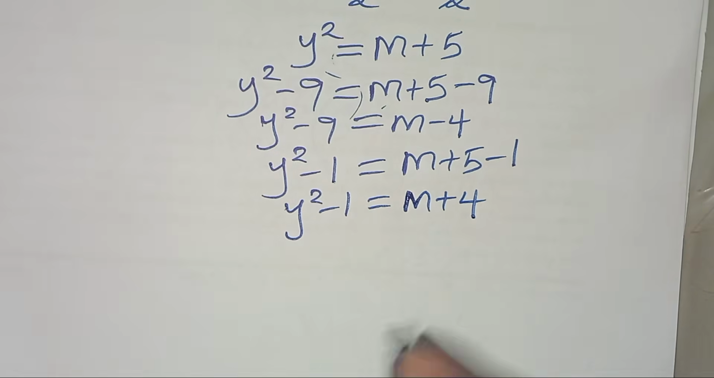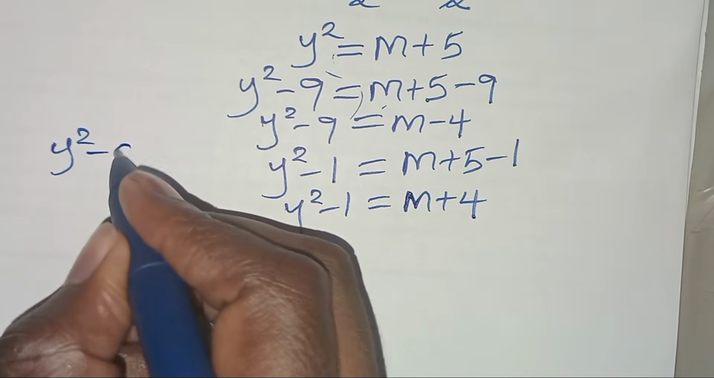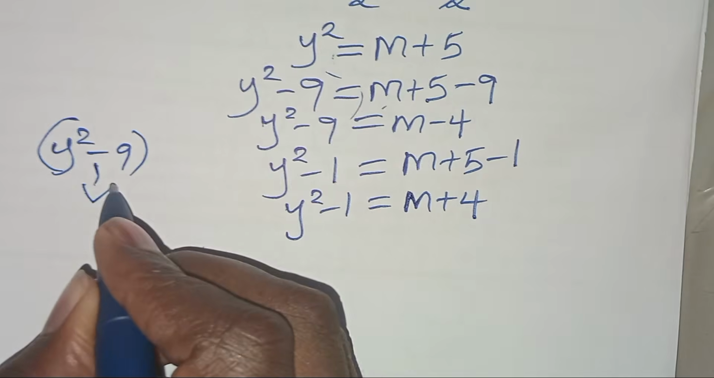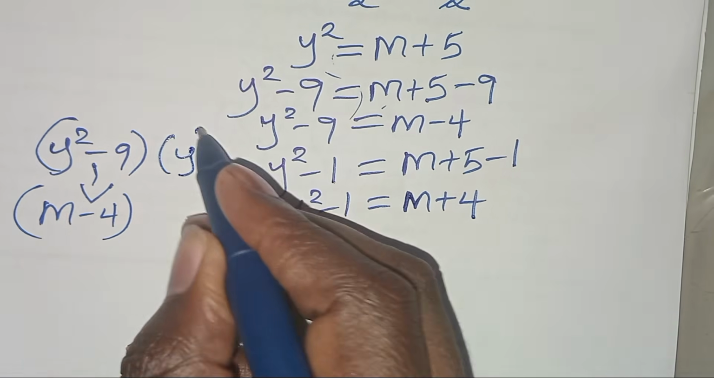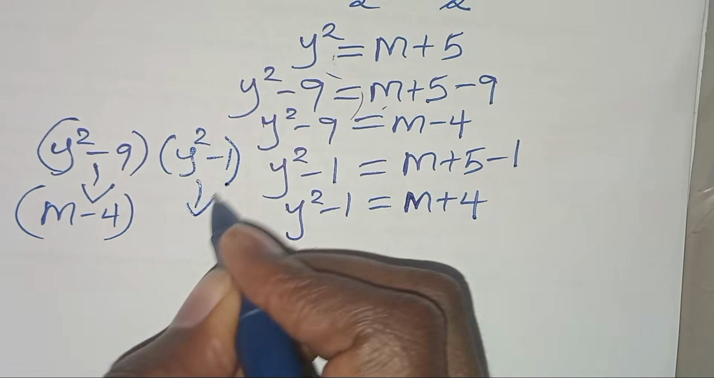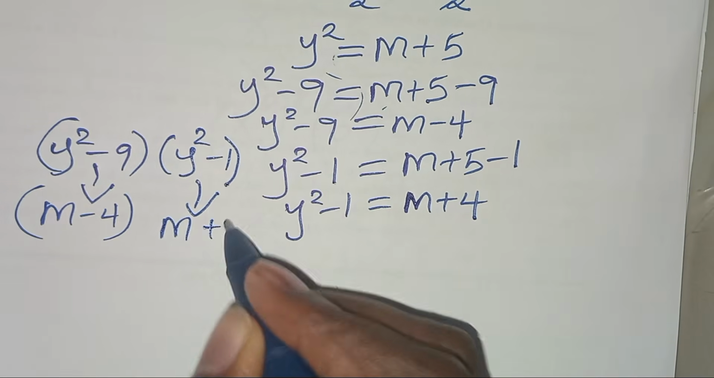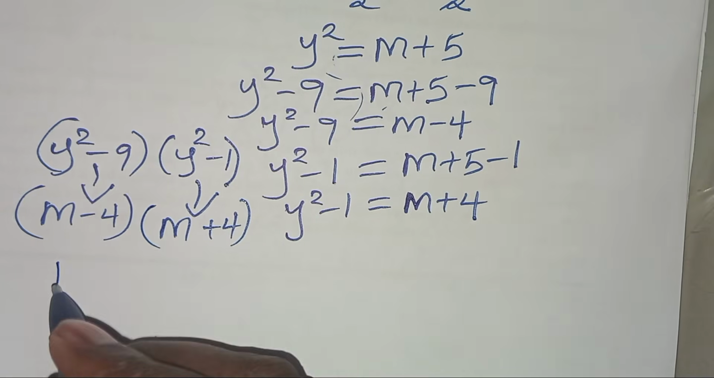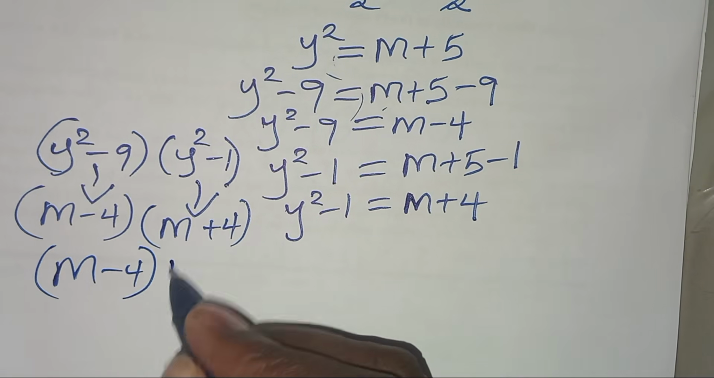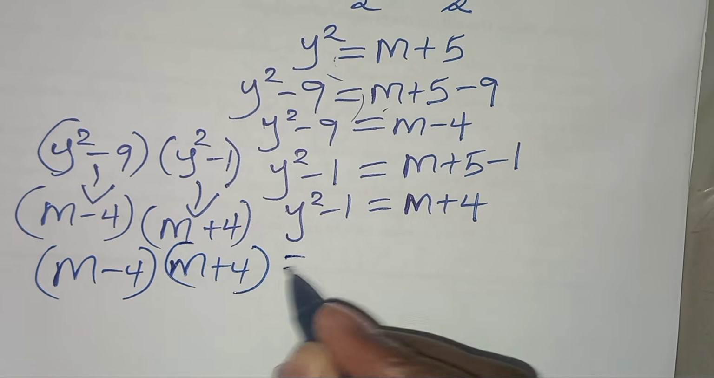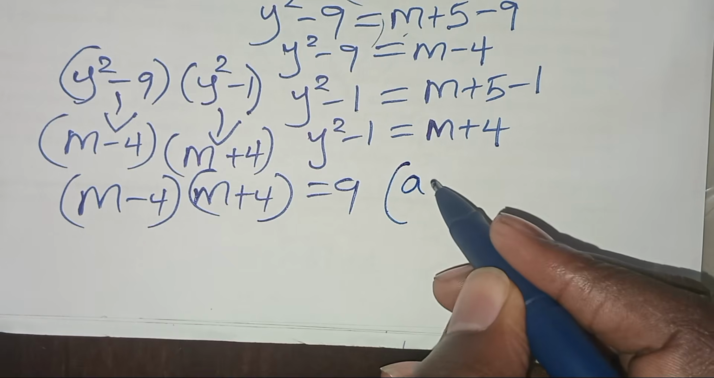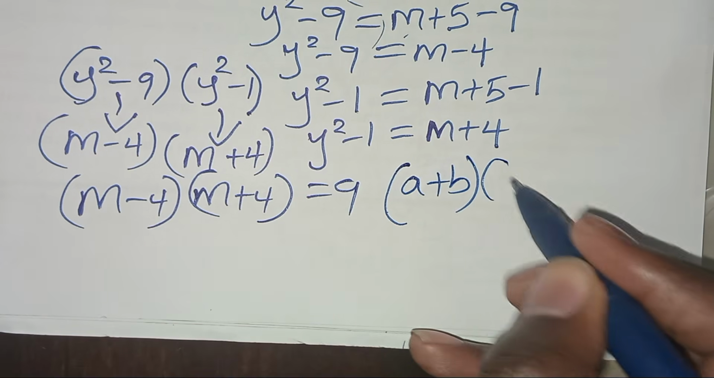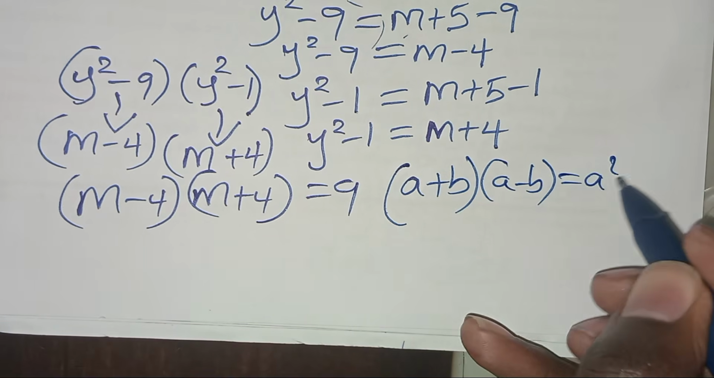So it's interesting that y squared subtract 9 is the same thing as m minus 4, and y squared subtract 1 is the same thing as m plus 4. Okay? So we have m minus 4 times m plus 4, this is equal to 9. If you check this again, this is actually the difference of two squares. That is a plus b, a minus b, which you can express as a squared minus b squared.